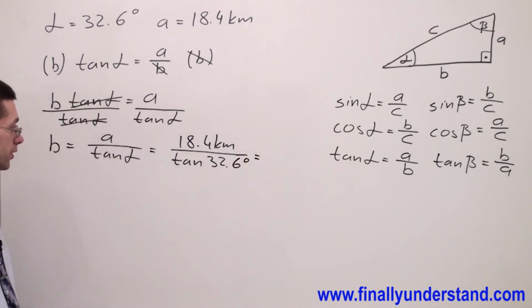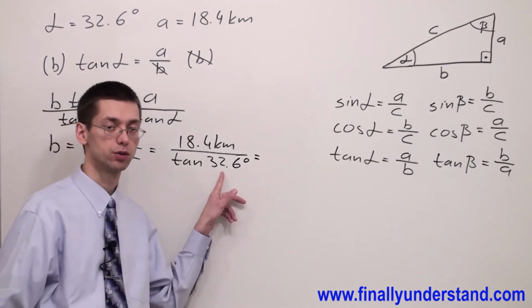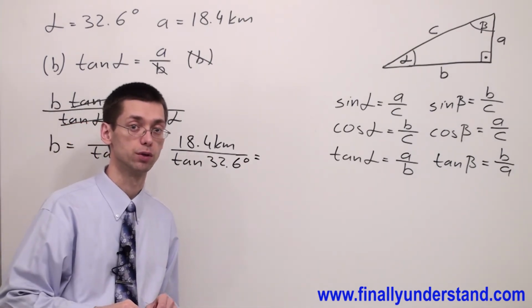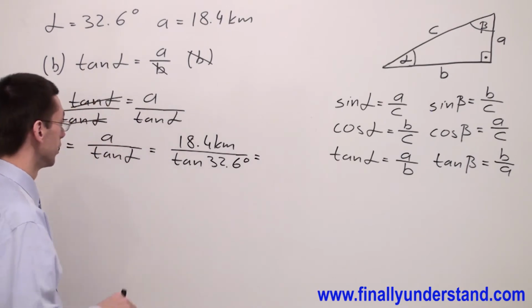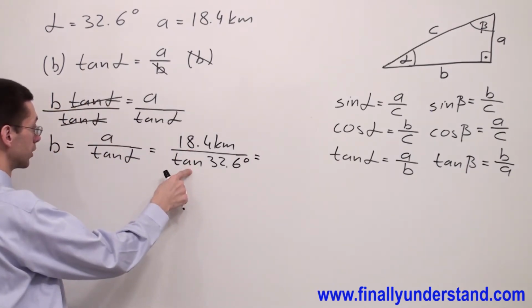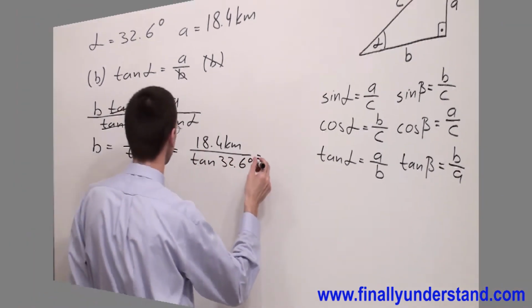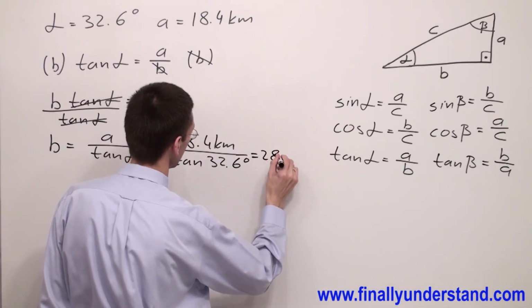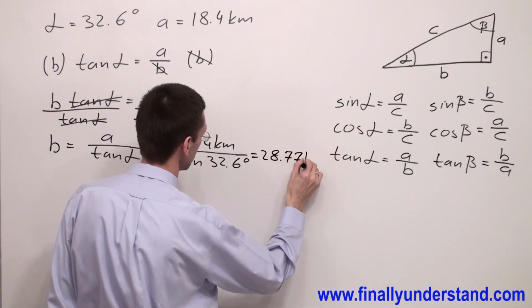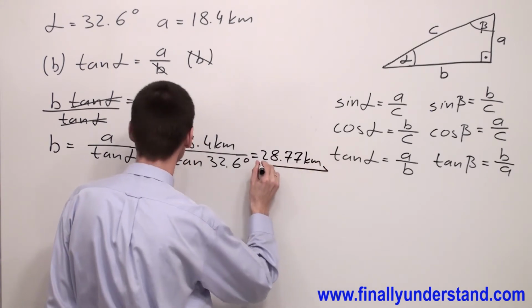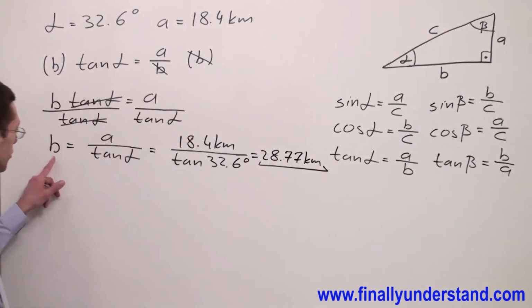Please notice that this time we are working with degrees, so your calculator must be switched to degrees. Plug in these numbers into the calculator and you're supposed to get 28.77 kilometers, and this is the length of side B.